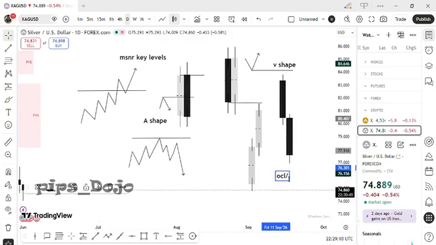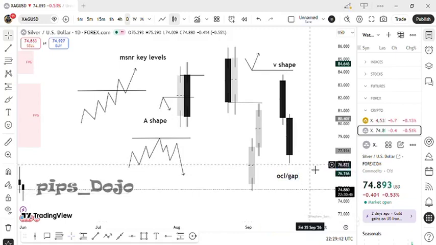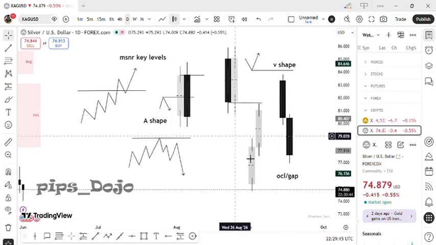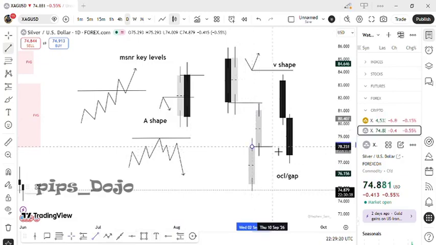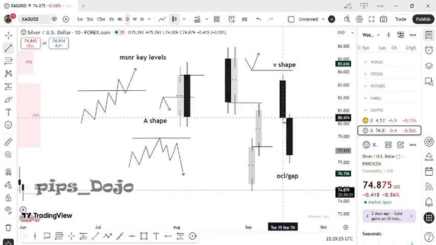Let's just add that. It's also referred to as the gap. So this is the bullish OCL, and this is the bullish OCL right here, and this is the bearish OCL. So let's take note of this.